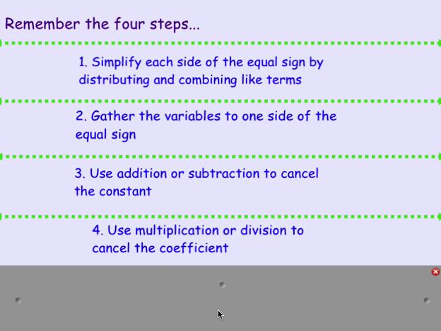Next, you're going to gather the variables to one side of the equal sign. Once you've done that, you're going to use addition or subtraction to cancel the constant, and then use multiplication or division to cancel the coefficient.